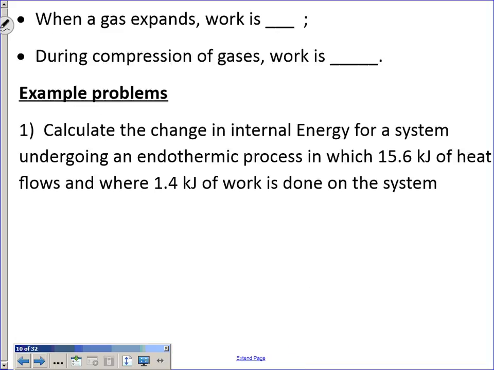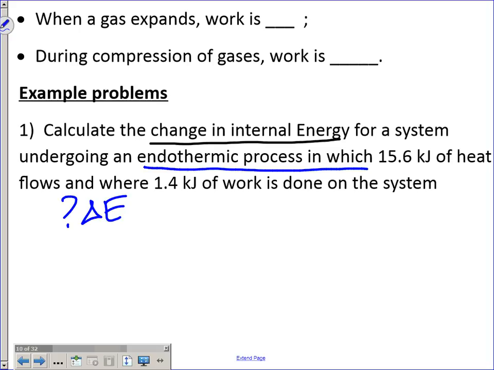All right, let's just go straight to the example problem. Identify the givens as we go. What are my givens? What's my question? What variable is that? Delta E. I'm looking for delta E. Okay, what else is given? Is that a positive or negative process? Positive, endothermic process in which 15.6 kilojoules of heat flows. Okay, so stop there. Q is equal to positive 15.6 kilojoules.